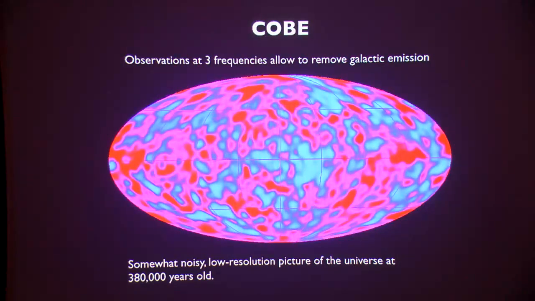So we can really take a picture because light travels at a finite speed, and so it takes a long time for the light that was emitted then to reach us.